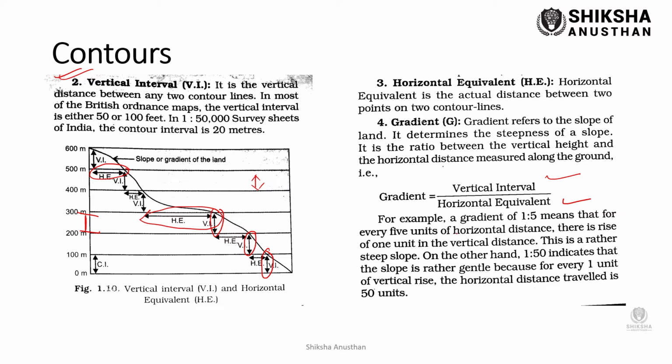For example, a gradient of 1 is to 5 means that for every 5 units of horizontal distance, there is a rise of 1 unit in vertical distance. This is a rather steep slope, because for 5 it is 1. On the other hand, if it is given 1 is to 50, this indicates that the slope is gentle, because for every 1 unit of vertical rise, the horizontal distance is 50 units.